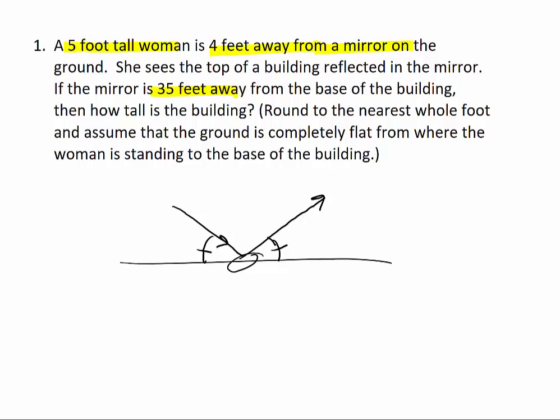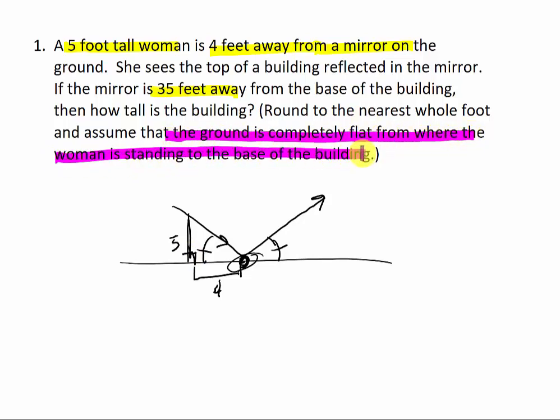Okay, so let's go ahead and draw our woman. Our woman is, we're going to say she's right here, and she is 5 feet tall, and this is our mirror right here, and she is 4 feet away from this mirror. Okay? And when a person stands on the ground, we're going to assume that they're standing perpendicular to the ground, and that the ground is flat in this case. And I think in this problem, we are told the ground is completely flat from where the woman is standing to the base of the building. So that's good. The ground is flat.